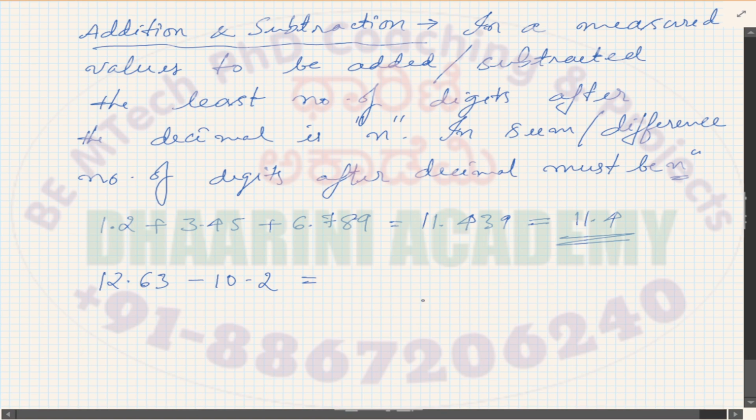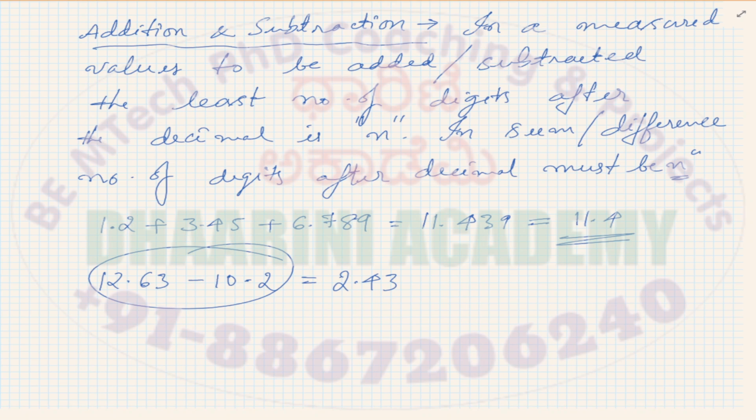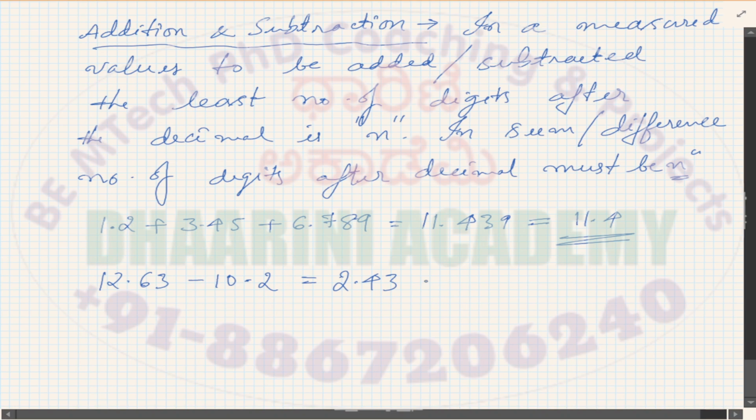So we get 12.43, but since I want to keep the number of digits after the decimal point equal to the minimum number of places in the given numbers, that is 12.63 and 10.2, it is 10.2, which has only one digit. So that means I need to round off to 12.4 itself. Perfect.